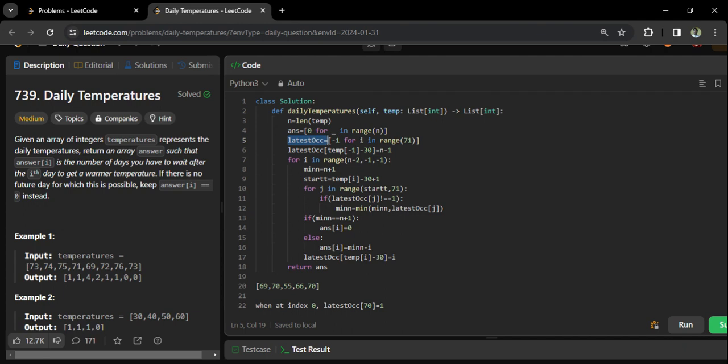Initially, all of them will be -1. As you can see, this length is fixed. It is of length 71. Why? Because it will have temperatures starting from 30 till 100. So there are 71 temperatures in this range. So initially all of them will have -1. Then I will fill in the index in them.